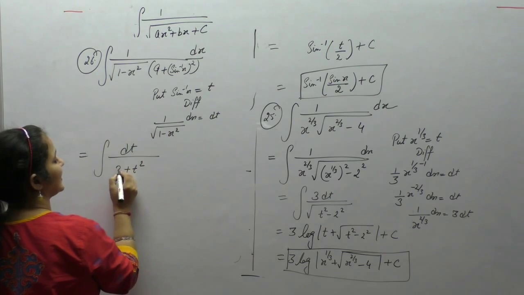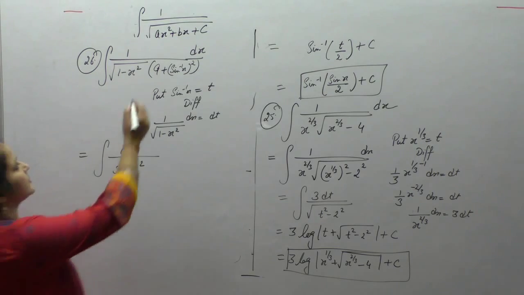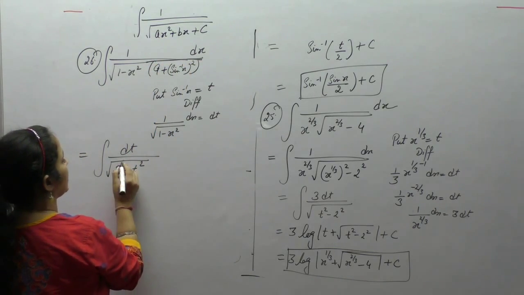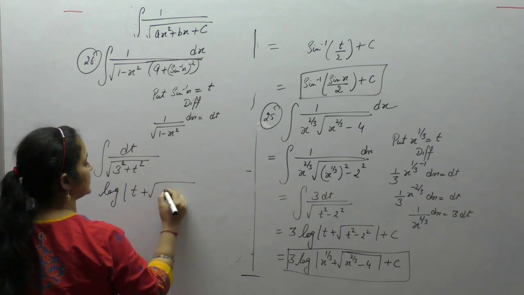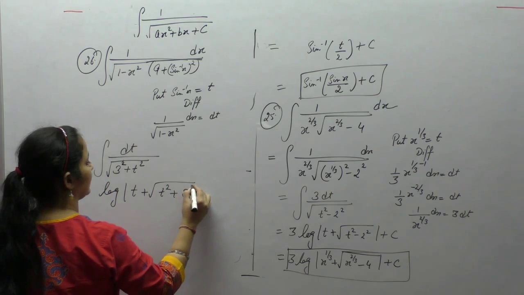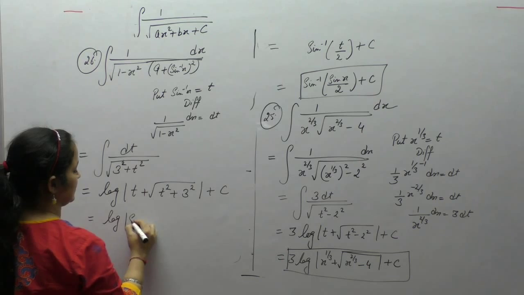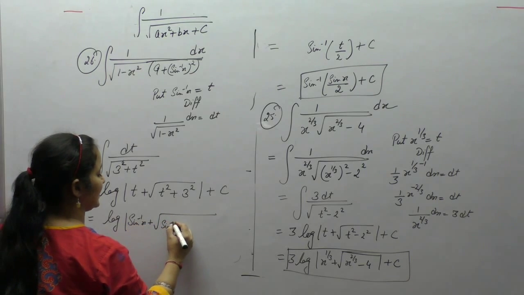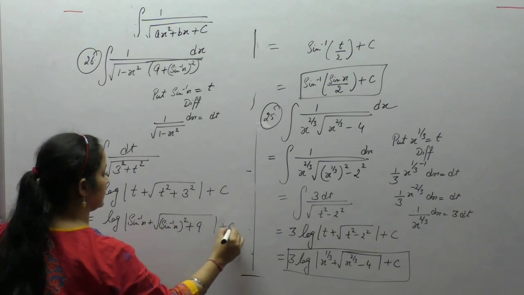We can write 9 as 3 square. This is in square root: 1 upon square root of x square plus a square is log of x plus square root of x square plus a square. T here is sine inverse x. So the answer is log of sine inverse x plus square root of sine inverse x square plus 9, plus c.